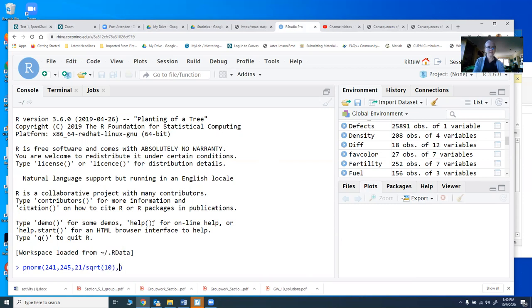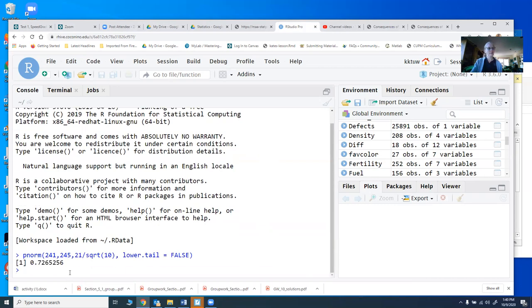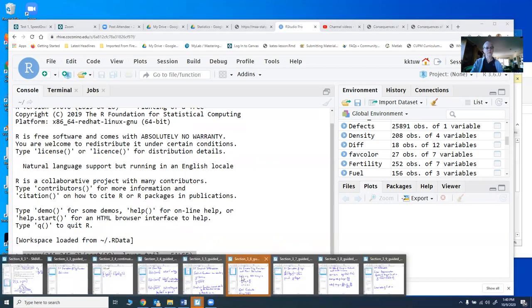And then the last thing is that I need to know if my lower tail is true or false. I shaded above, so my lower tail is false. I'm not doing the lower tail. My lower tail is not shaded. It's the other shade, this tail is shaded, so my lower tail is false. And there's my probability. And I can just copy this and put this into my notes.